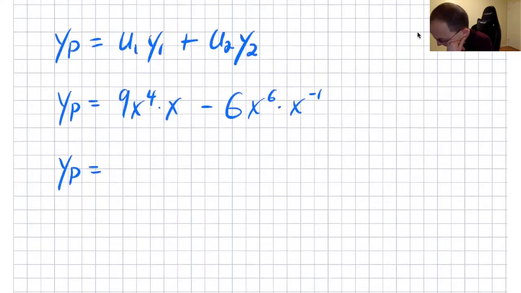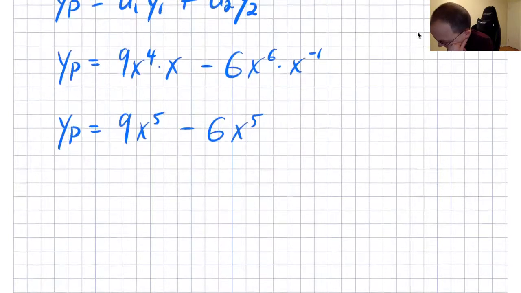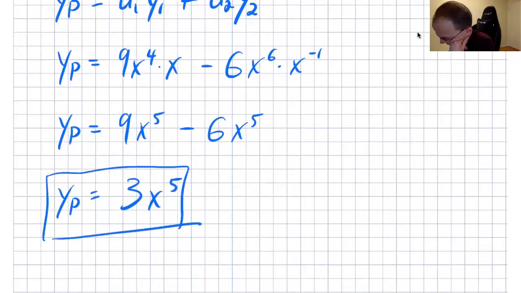I hope I haven't made a mistake. So I've got x to the 5th minus 6, x to the 5th. So therefore, 3 x to the 5th. Man, that was a lot of work to get that. Okay. All right. So I think that's our particular solution. Of course, we could always check this. I'm going to check by looking at my notes. Yeah, 3x to the 5th. Yeah. Got it.